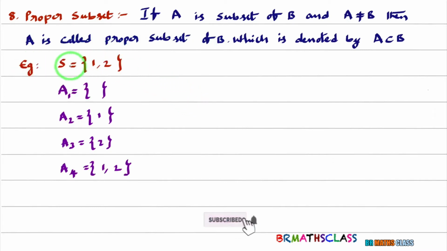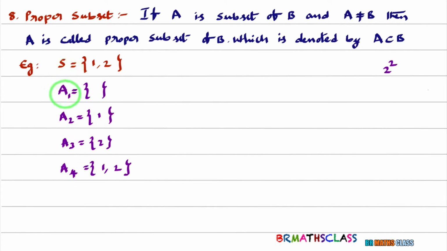You observe the set S. The set S is {1, 2}. Now, how many subsets can we write for set S? This we learned in subsets. As set S has 2 elements, the number of subsets of set S is 2 square. So here I have written all the subsets of set S.